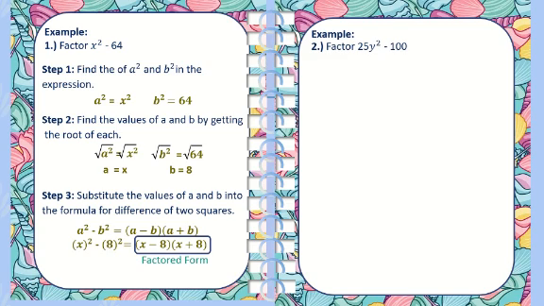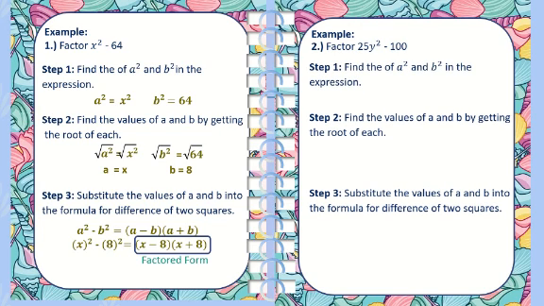Next, we have: factor 25y squared minus 100. Again, here are the steps. Find the first and second terms. For a squared, the first term here is 25y squared. The second term is 100.